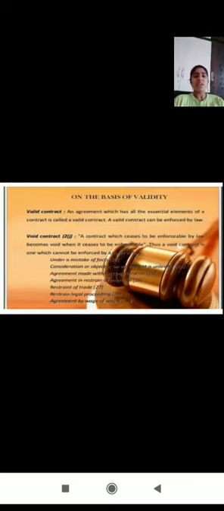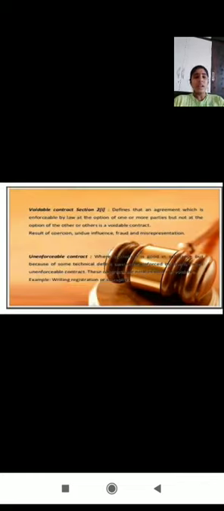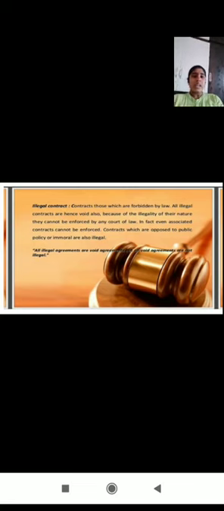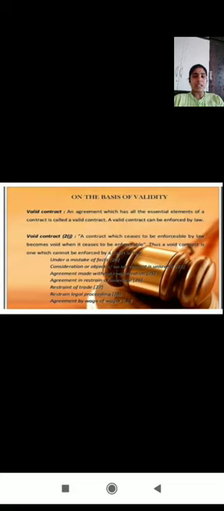And next, on the basis of validity. On the basis of validity there are five types. One is valid contract. A valid contract is an agreement which has all the essential elements of a contract. In the previous part we discussed that the agreement must satisfy valid offer and acceptance, lawful consideration, legal object, and legal formalities, and so on up to the 10 essentials. An agreement which satisfies all those 10 essentials is called a valid contract.